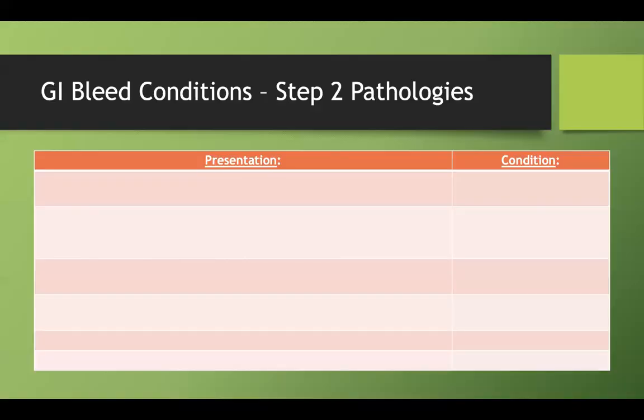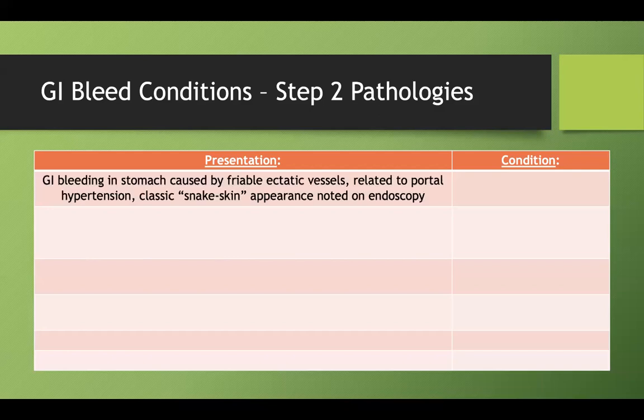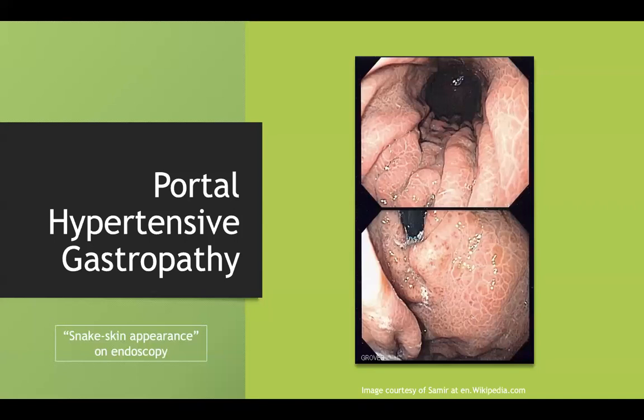I just included one slide on a couple of step 2, level 2 specific pathologies. Even on step 2, these are pretty low yield, but I thought I would include it just to try to be as comprehensive as I could for you all. So this is a rare condition, GI bleeding in the stomach. It's caused by friable ectatic vessels. It's related to portal hypertension, and they will give you the snakeskin appearance on endoscopy. This is called portal hypertensive gastropathy, or PHG. And so you can see this snakeskin appearance of the stomach on endoscopy.